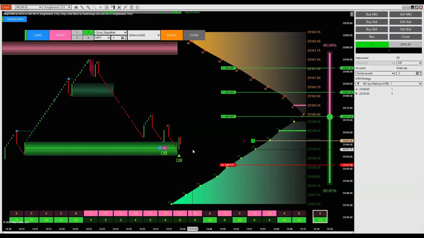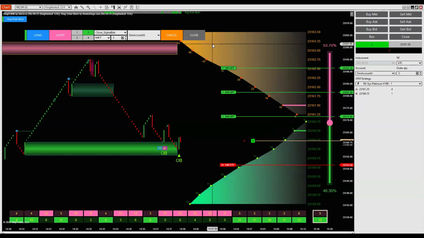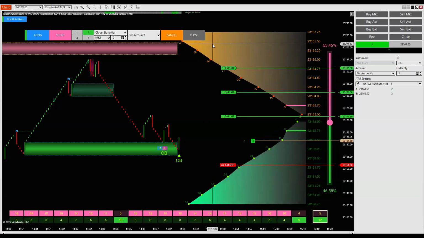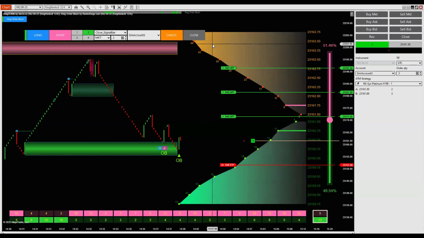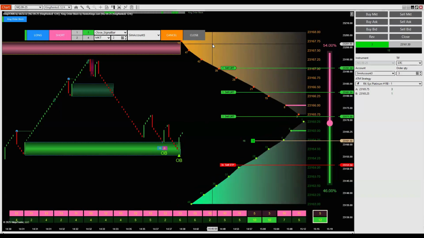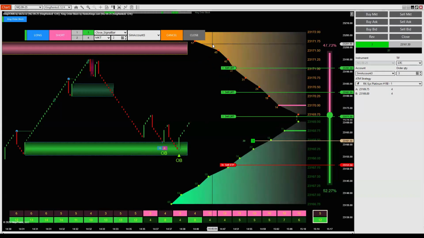Just objectively speaking, I like this area, even though I'd prefer for it to be above 171. Below 171 is kind of weak. I mean, for myself, I would prefer for price to be above 171 for a long, just me personally. But I think it's a decent area. Slightly more aggressive than I would like, but it's a decent area for a long.